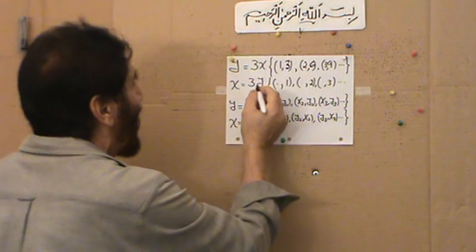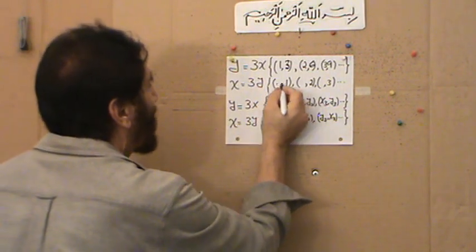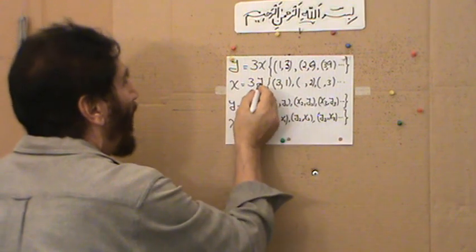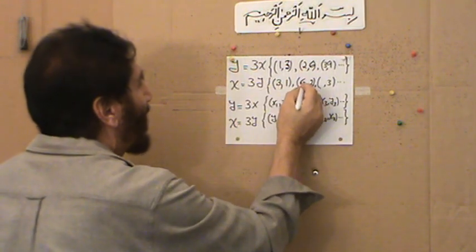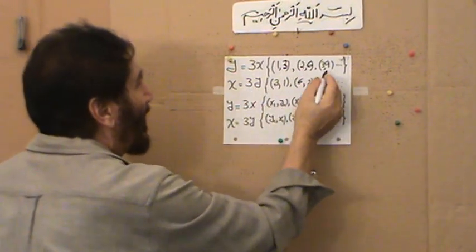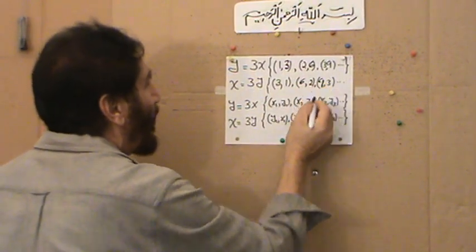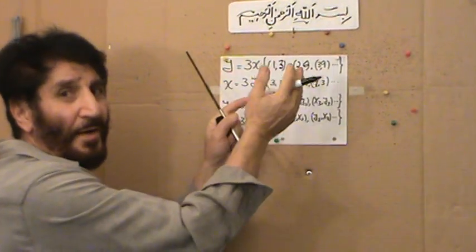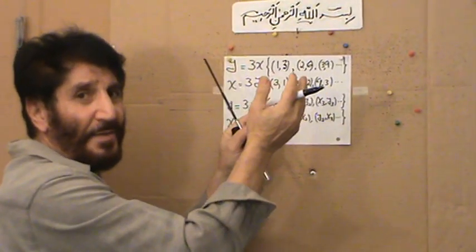I interchanged the rule of correspondence between x and y. And look what happens. When y is 1, x is 3. Look at these two. When y is 2, x is 6. Look at these two pairs. When y is 3, x is 9. So very clearly you notice that the x and y, the ordered pair, has been switched for each of them.